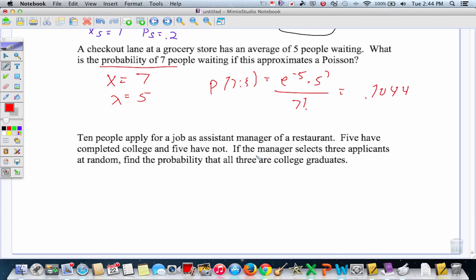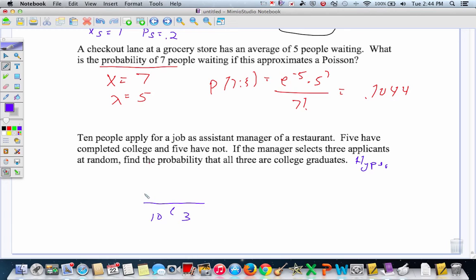Continuing, 10 people apply for a job as an assistant manager at a restaurant. 5 have completed college and 5 have not. The manager selects 3 applicants at random. Find the probability that all 3 are college graduates. I'll give you a little hint here. This is not a binomial because we're not going to select the same applicant 3 times, which means our probabilities are dependent, which makes it a hypergeometric.